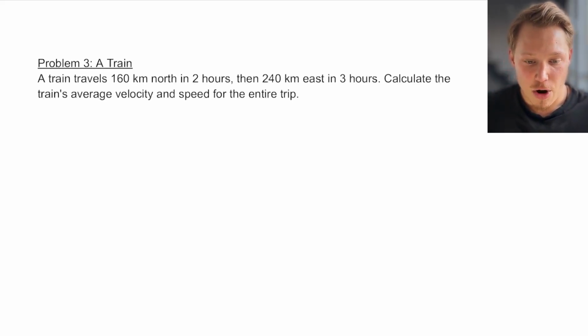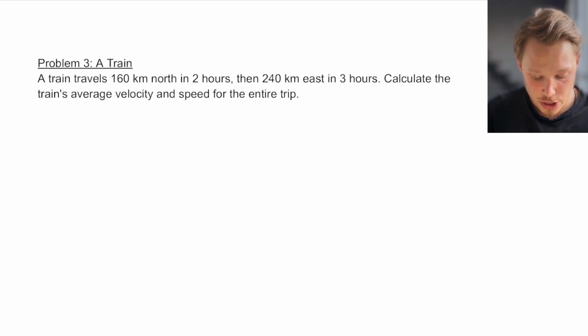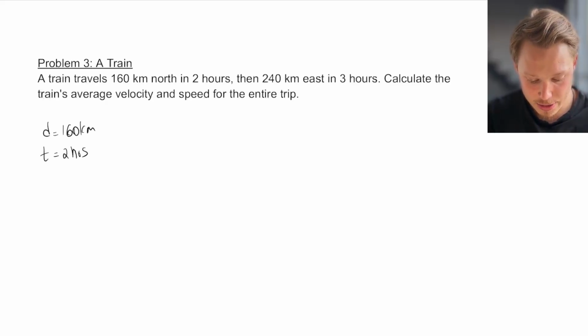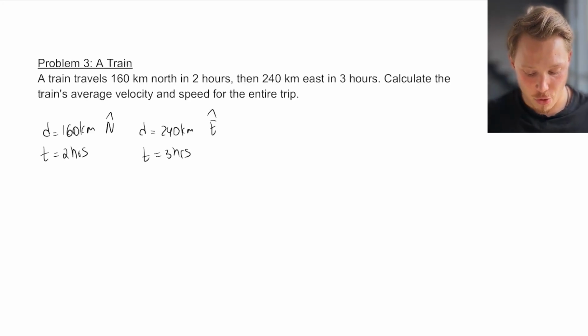This last problem for today is going to be talking about a train. A train travels 160 kilometers north in 2 hours. And then, so north, and then 240 kilometers east in 3 hours. Calculate the train's average velocity and speed for the entire trip.